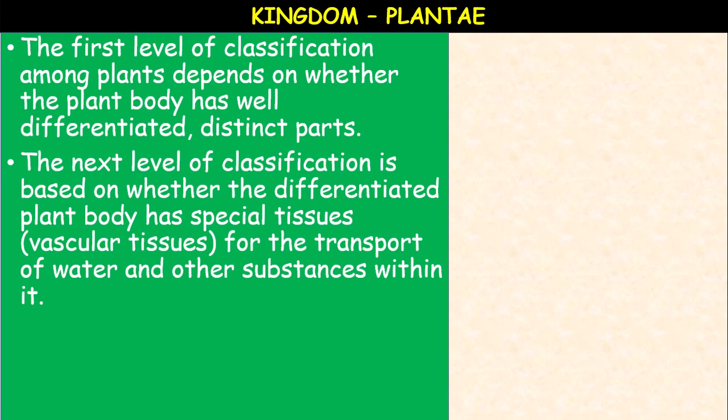The next level of classification is based on whether the differentiated plant body has special tissues. That special tissues like vascular tissue. Already in the plant tissues we have studied. Vascular tissue means xylem and phloem, or it is also called the conductive tissue. Based on that tissue, for the transport of water and other substances within it, we can classify the plants: vascular plants and non-vascular plants.